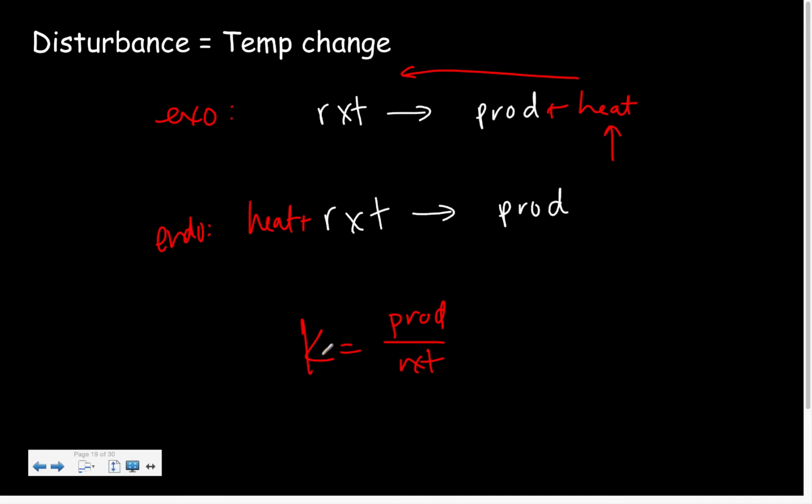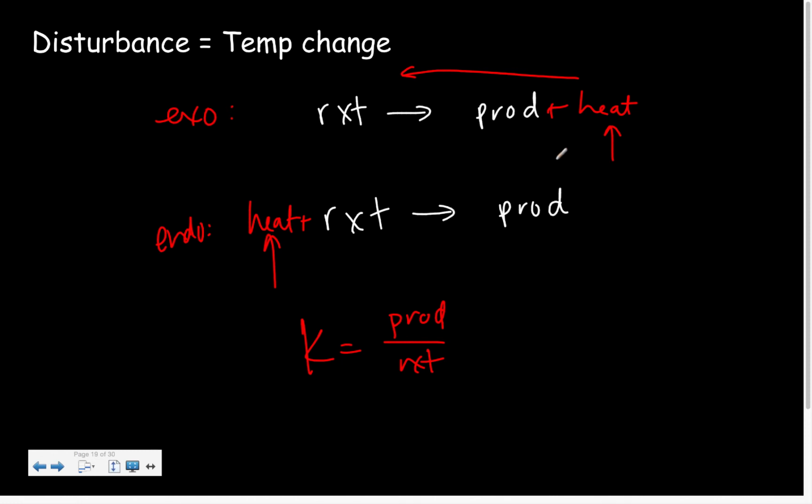At that new temperature, my K is going to be lower, yes? At that new temperature, my K is going to be lower in this scenario. For an endo process, if I increase the temperature, again, it's at equilibrium. If I increase the temperature and I add heat, heat is like a reactant, so the system will consume the heat and the reactant to produce more product, leading to an increased value of K. Increased value of K if we produce more product.